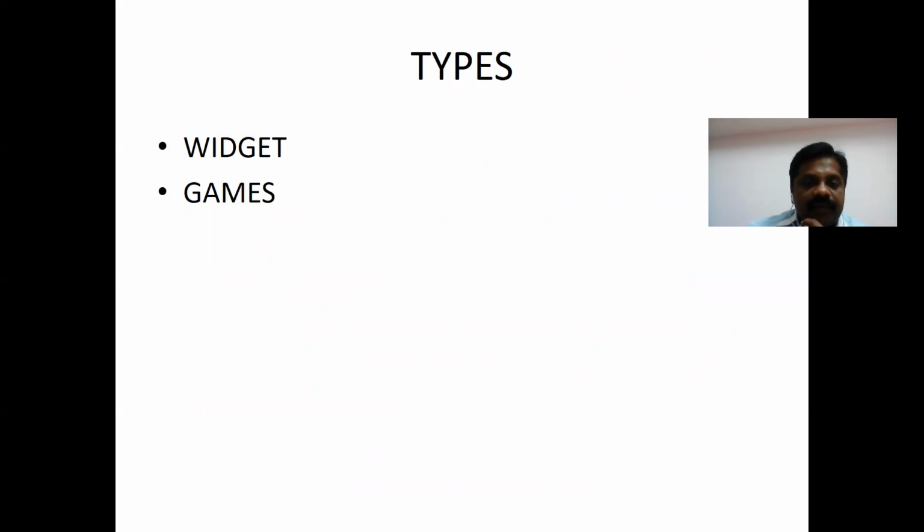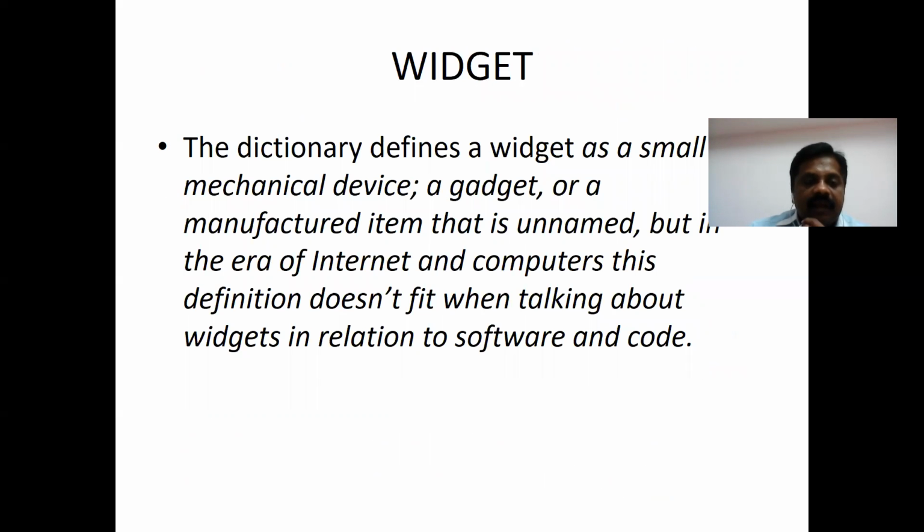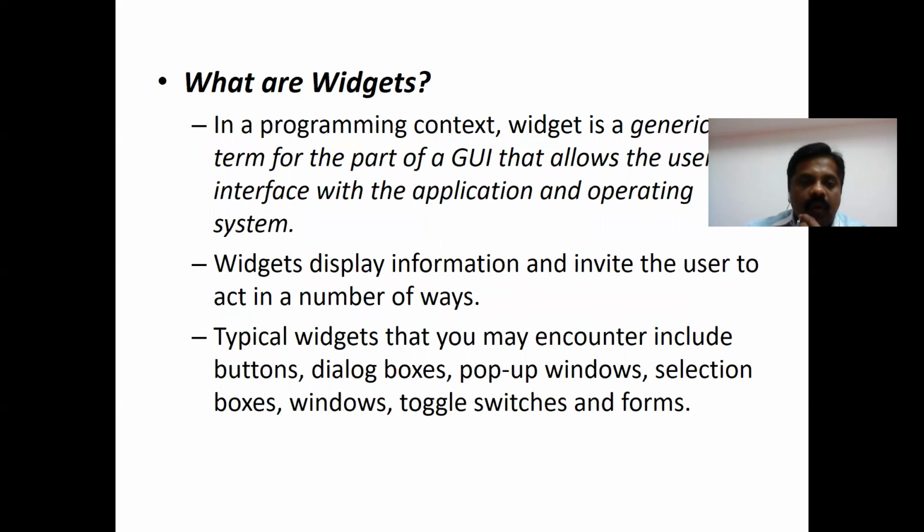So, types of mobile applications: widgets and games. Widgets. The dictionary defines a widget as a small mechanical device, a gadget, or a manufactured item that is unnamed, but in the era of internet and computers, this definition doesn't fit when talking about widgets in relation to software and code. What are widgets?